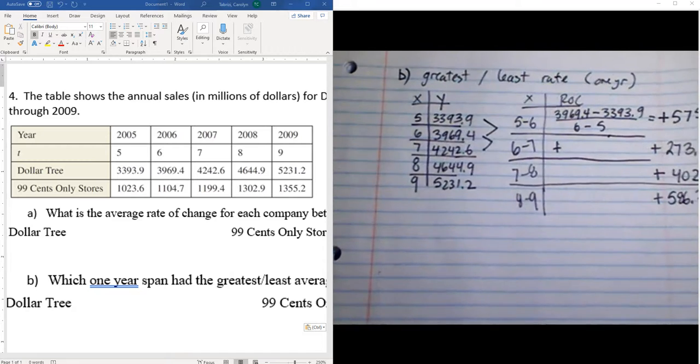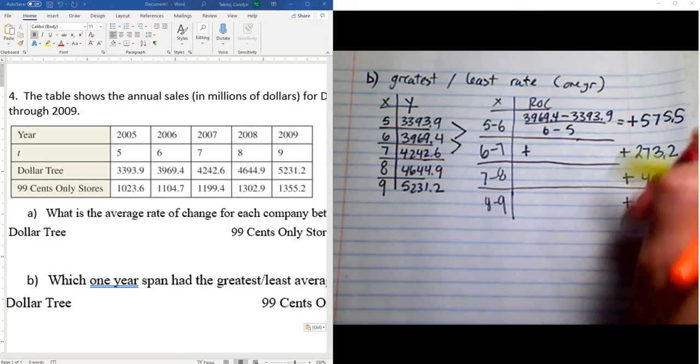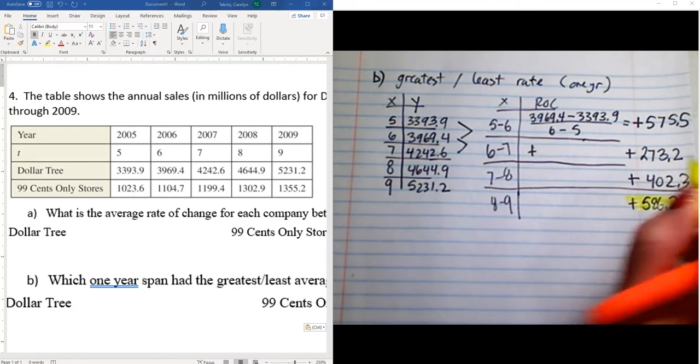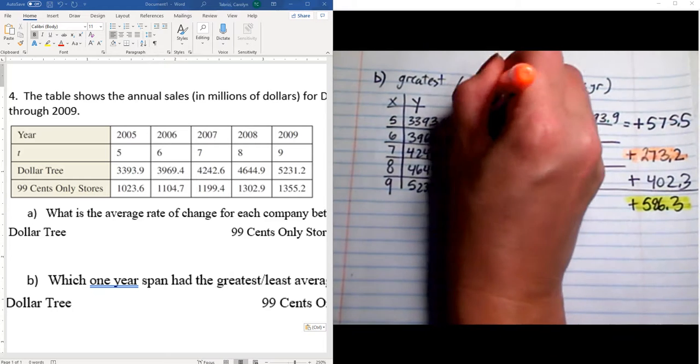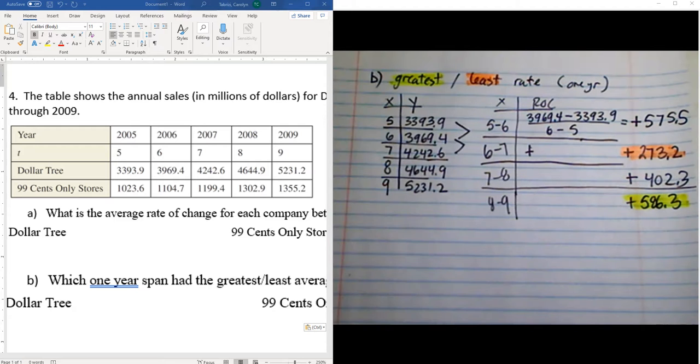All right. So, greatest and least rate. So I can see from each of these things that I have the greatest rate is right here at 586. Okay. And the least rate is here. So I'll go ahead and just highlight that just so I've got it labeled.